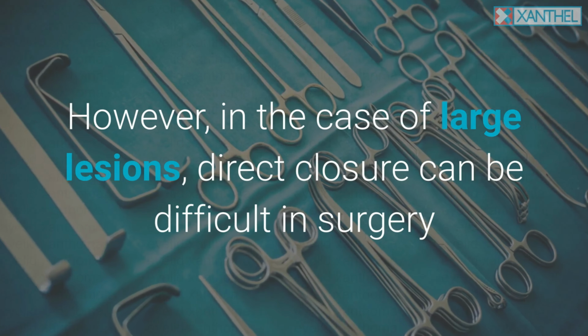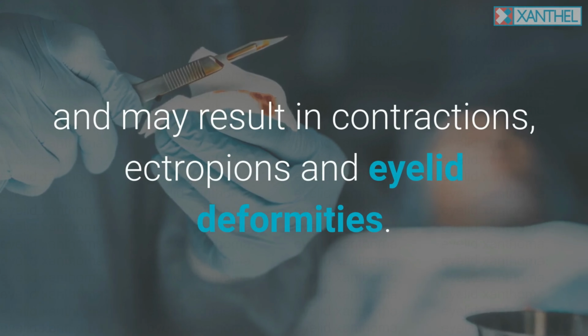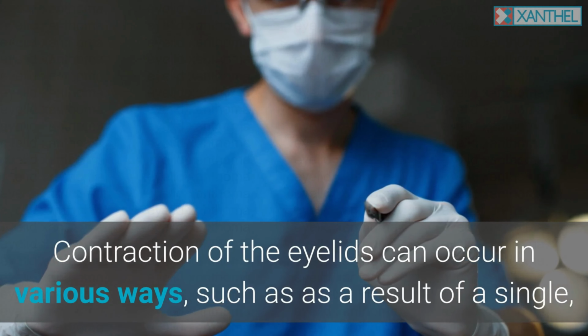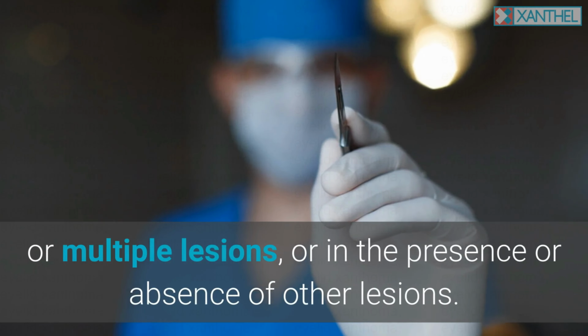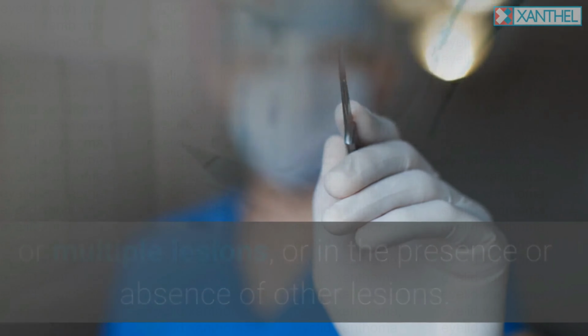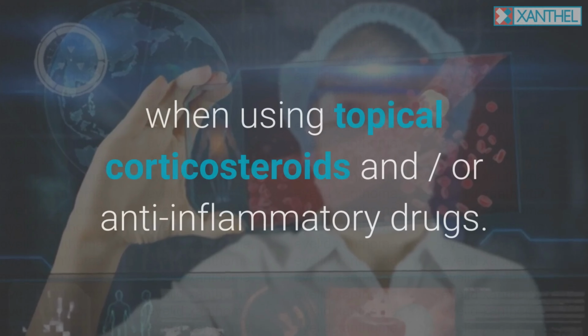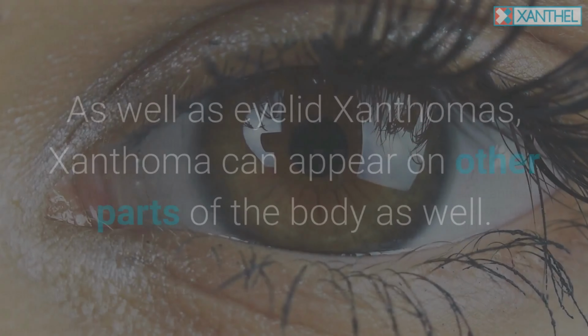However, in the case of large lesions, direct closure can be difficult in surgery and may result in contractions, ectropions and eyelid deformities. Contraction of the eyelids can occur in various ways, such as a result of a single or multiple lesions, or in the presence or absence of other lesions. In some cases, eyelids with contractions may also occur when using topical corticosteroids and/or anti-inflammatory drugs.